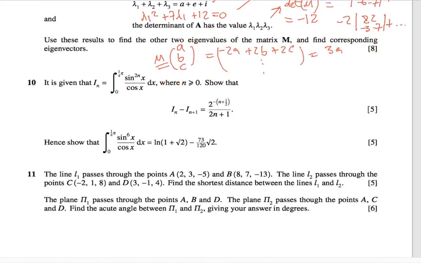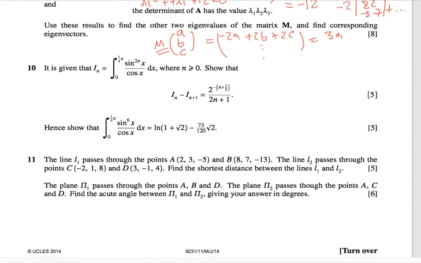It is given that In equals this, where n is greater than or equal to 0, and it wants you to show this. This is a bit nifty, so let's just go through the trick. So consider In plus 1, just because that's the only thing that we don't know in this equation. We know In, so if we figure out In plus 1, maybe we'll be able to figure out what the difference is pretty easily.